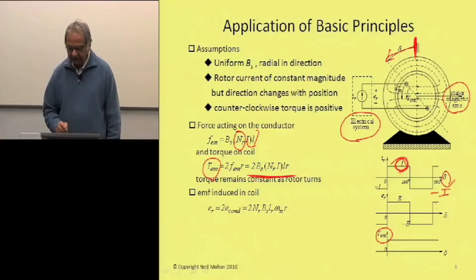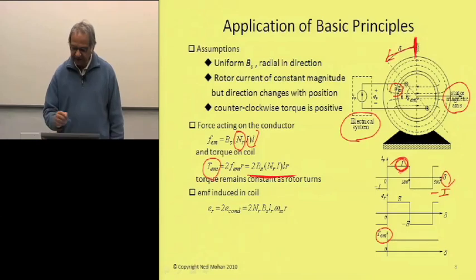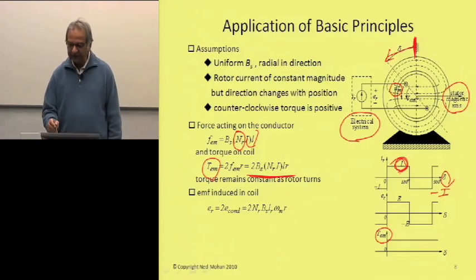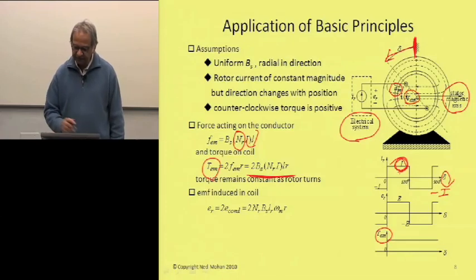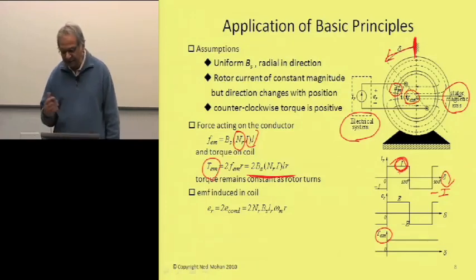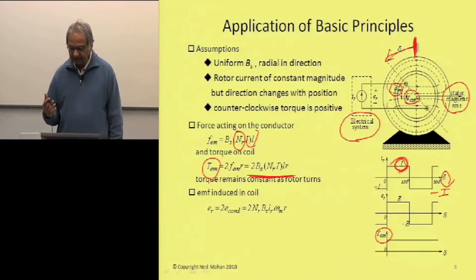So the important thing to note here is that this rotor coil is being rotated counterclockwise at this speed omega m, and the torque that is produced in this system is also counterclockwise. So it's in the same direction as the speed.